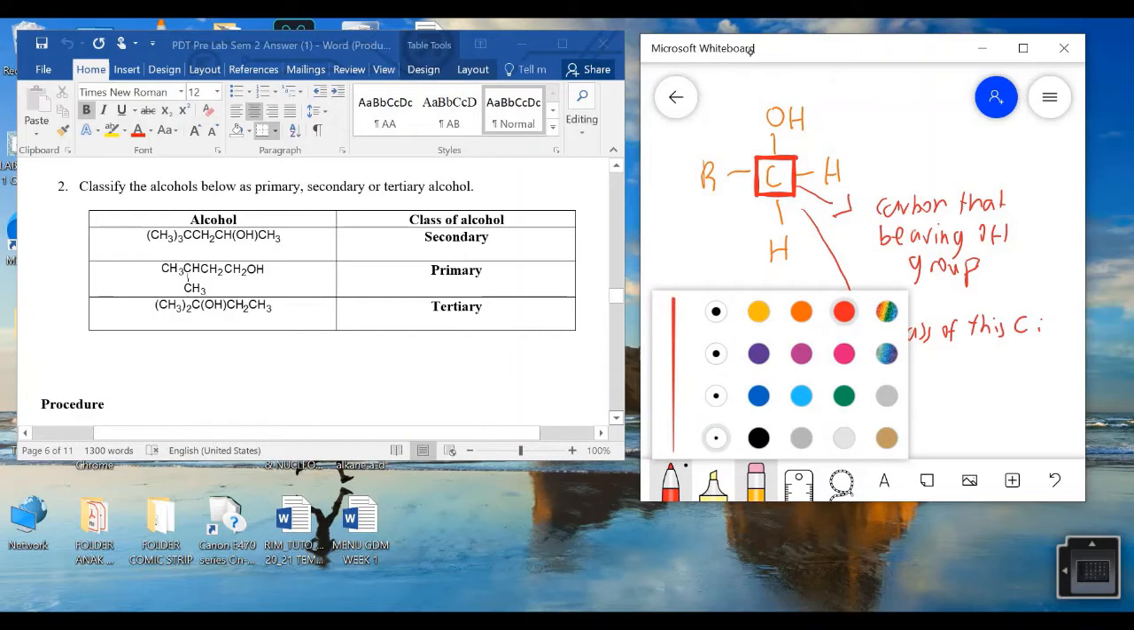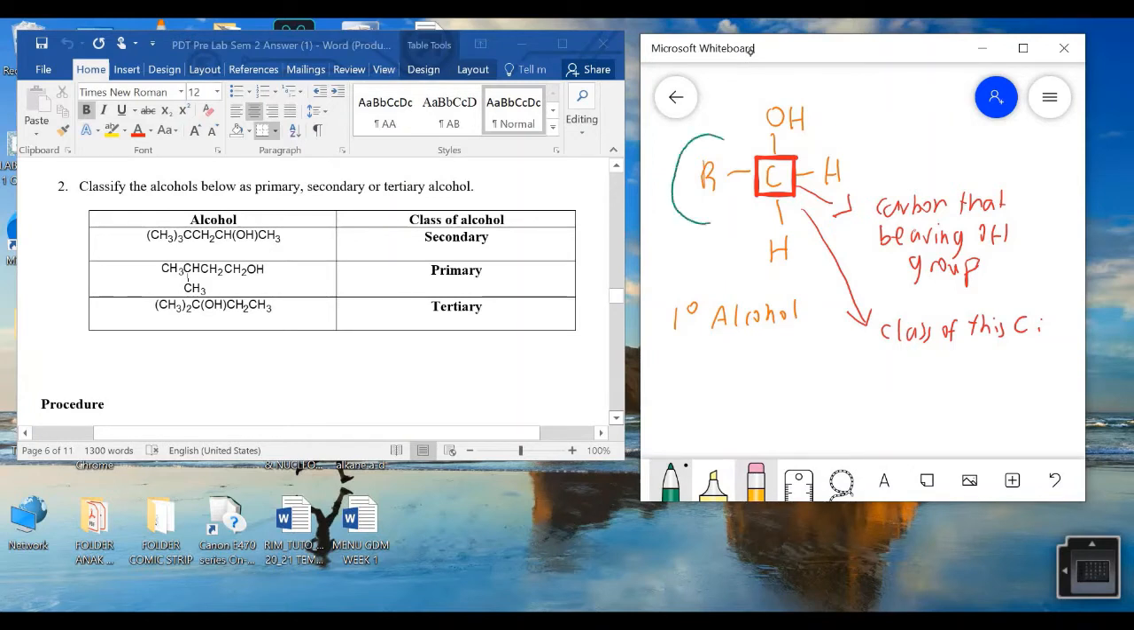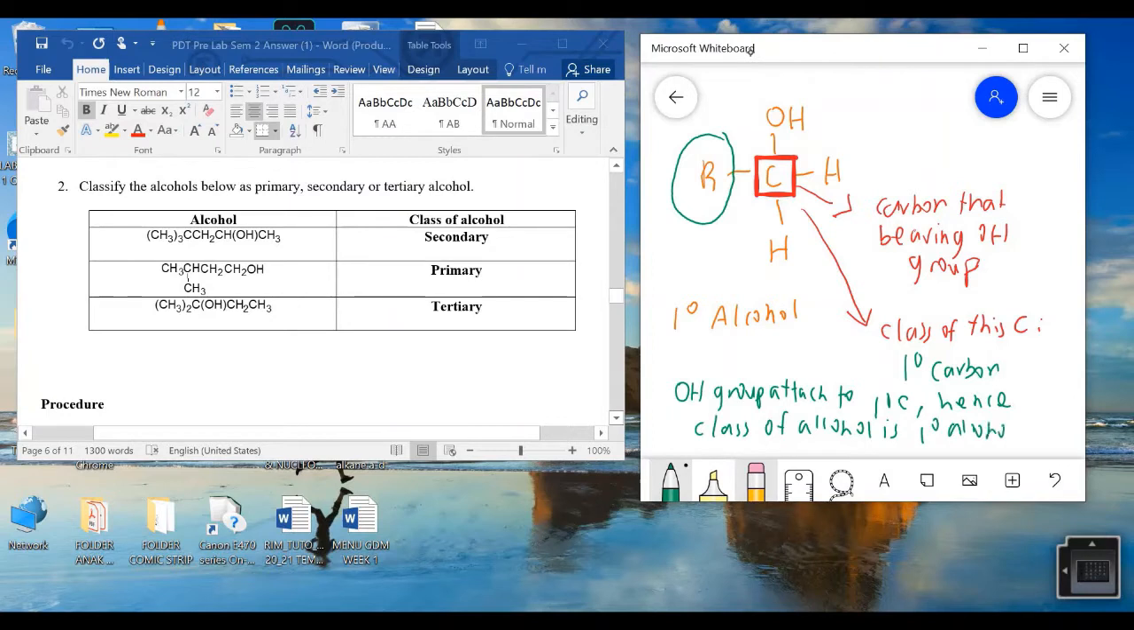Kita ada primary carbon, secondary carbon dan juga tertiary carbon. As you can see here, this carbon attached hanya kepada satu sahaja alkyl group. So, when this carbon only attached pada satu sahaja alkyl group, then this carbon is primary carbon. OH group attached pada this primary carbon. When OH group attached pada this primary carbon, then the class of alcohol is primary alcohol. OH group attached to primary C. Hence, class of alcohol is primary alcohol.